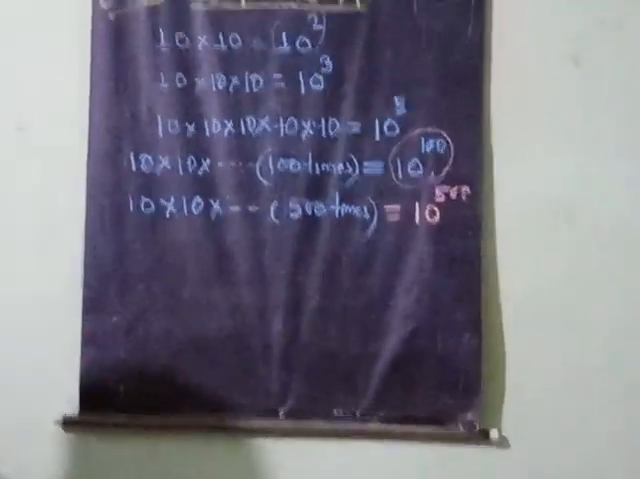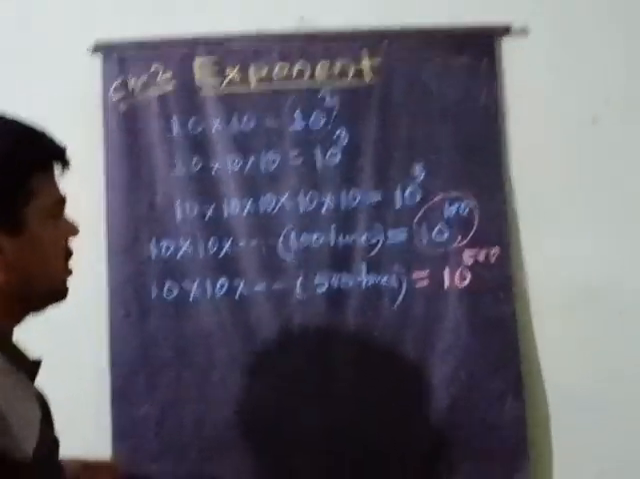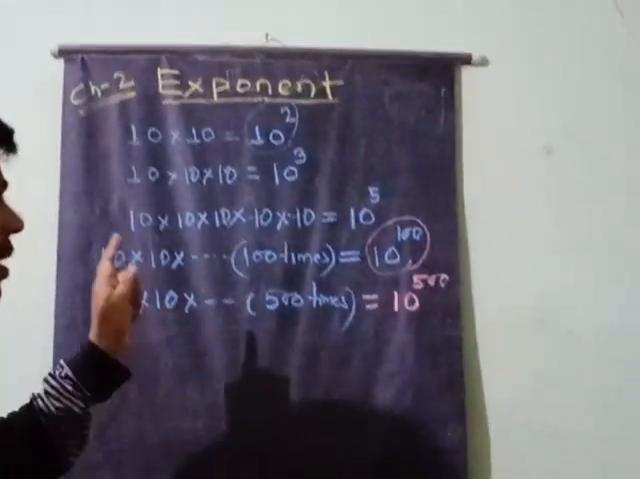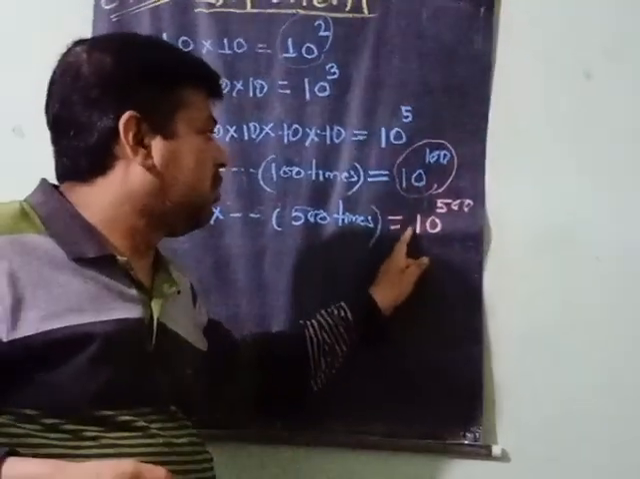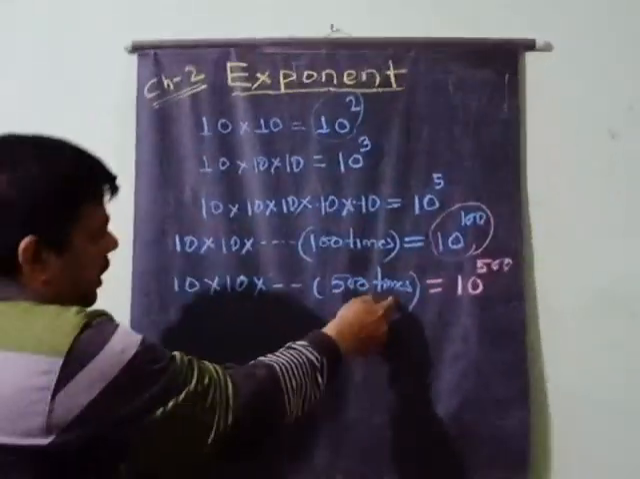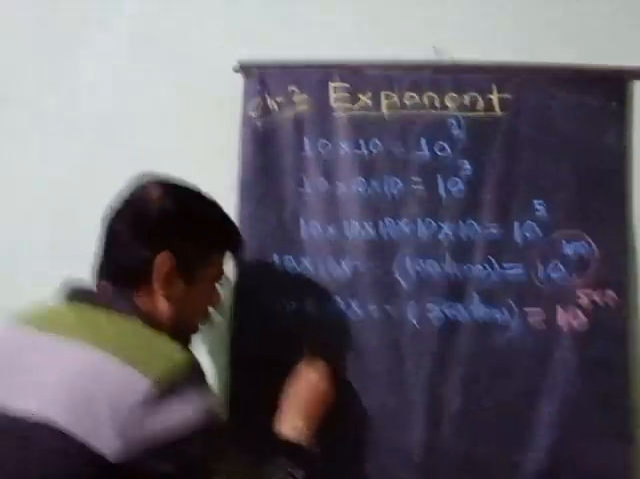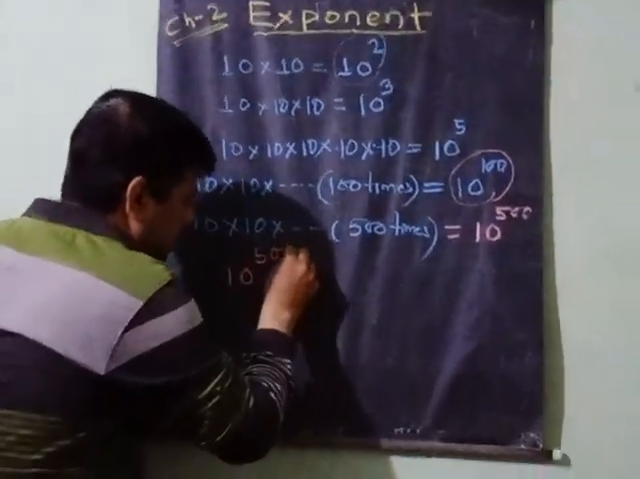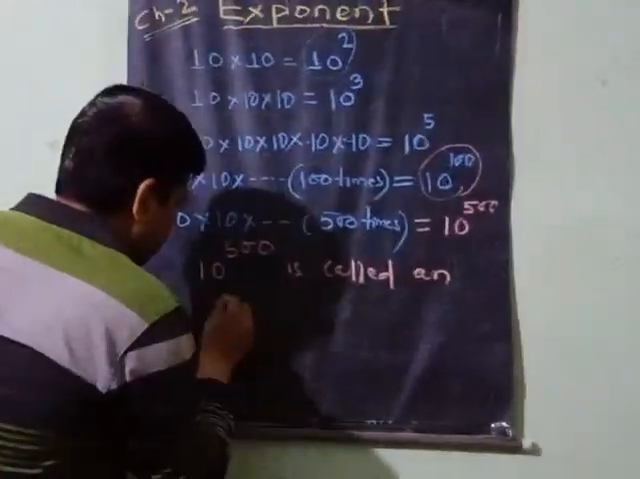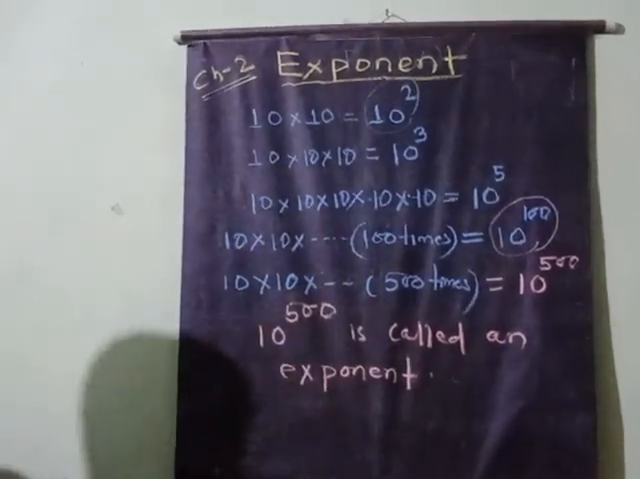So to express such a multiplication of a number repeated many times, when a number is multiplied, this multiplication can be expressed by another mathematical notation, another kind of number, that is called an exponent. So 10 into 500 times can be written as 10 to the power 500. So 10 to the power 500 is called an exponent.